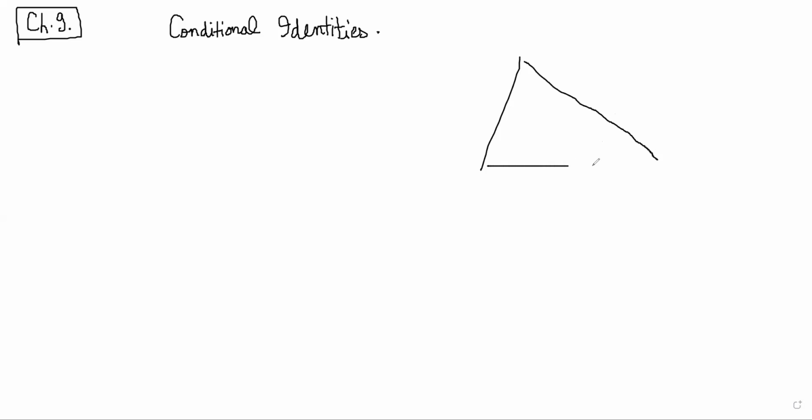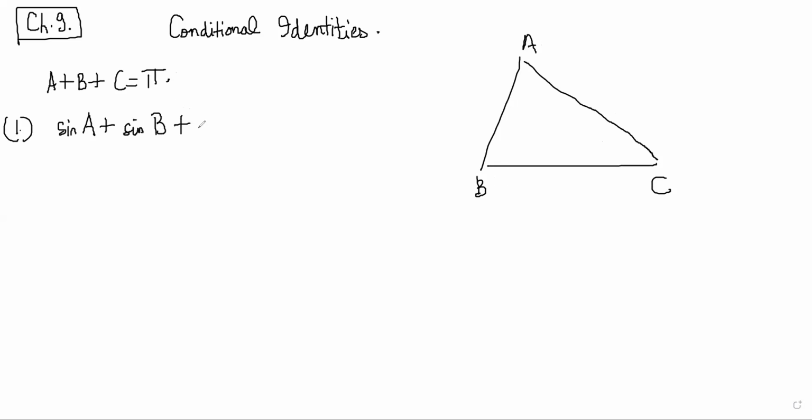So in any triangle, if A, B, C are the angles, then A plus B plus C is equal to pi, right? So now you will have to prove lots of identities from here. Let's say we try to find out sine A plus sine B plus sine C. Given that A, B, C are angles of a triangle, what is sine A plus sine B plus sine C? That will be an identity. So we'll just try to find out what it is.